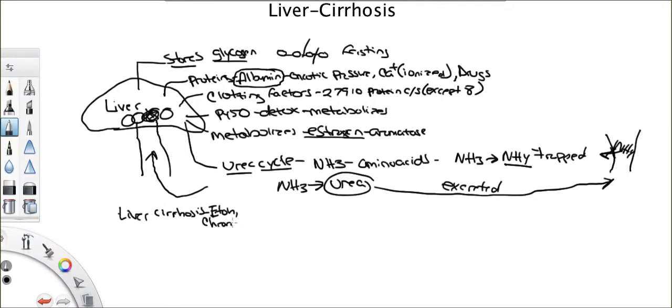Chronic hepatitis, right? It's one of the big things that can cause chronic damage to the liver. And you have all these other drug toxicities, all these chemotherapy drugs, etc. All can cause damage to the liver, right?